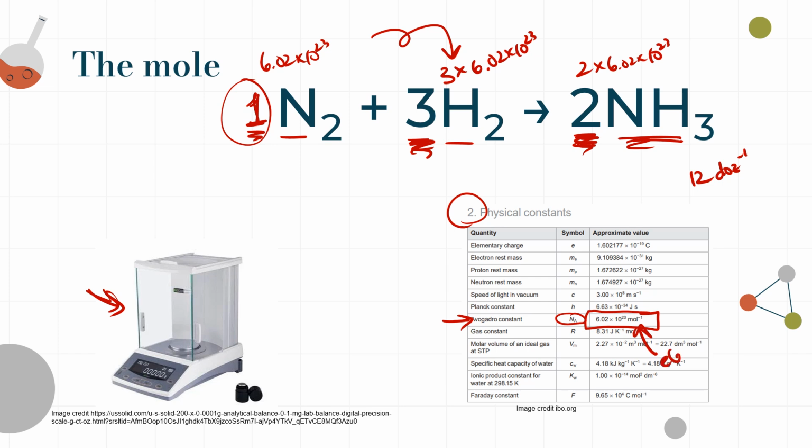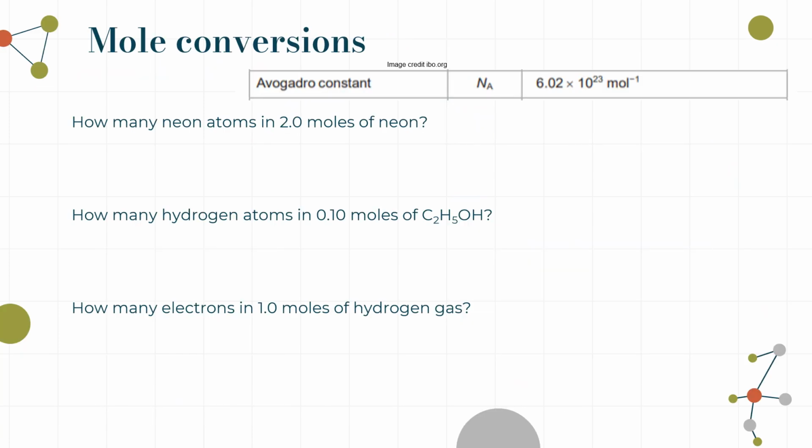We usually talk about elementary entities, which are just things that we count. It can be atoms, it can be molecules, it can be ions, it could be electrons, things in chemistry that we want to count. So let's do a few conversions with the mole number. Again, this is given to us in section 2 of the data booklet.